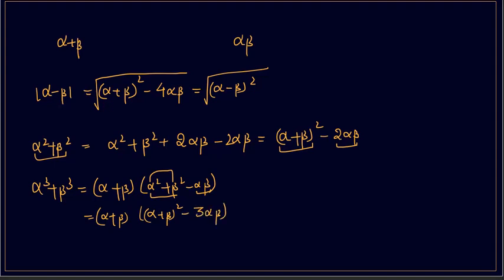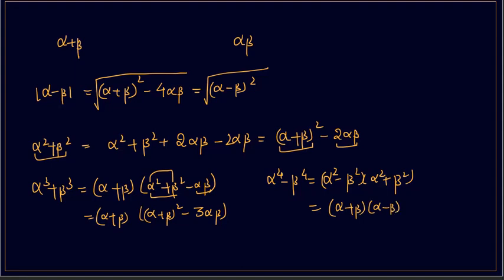The last one that we have is alpha to the power 4 minus beta to the power 4. We will use the formula a square minus b square equals a plus b times a minus b. So here you will write it as alpha square minus beta square and alpha square plus beta square. Alpha square minus beta square turns out to be alpha plus beta and alpha minus beta. And alpha square plus beta square we will write as alpha plus beta the whole square minus 2 alpha beta.